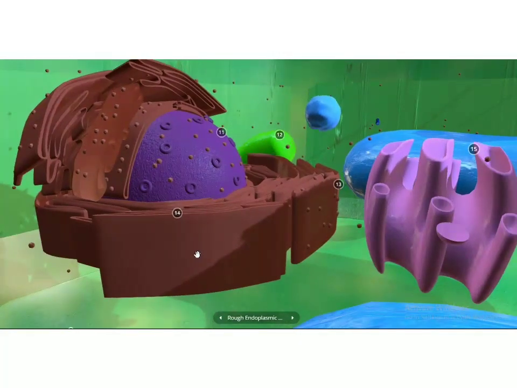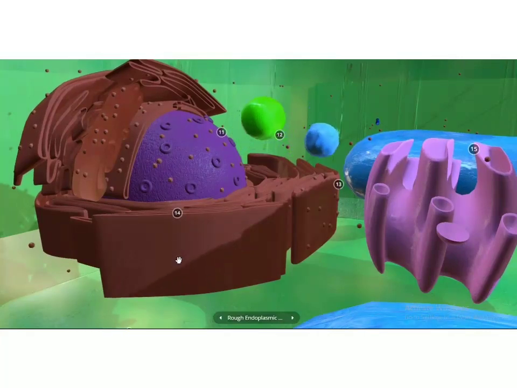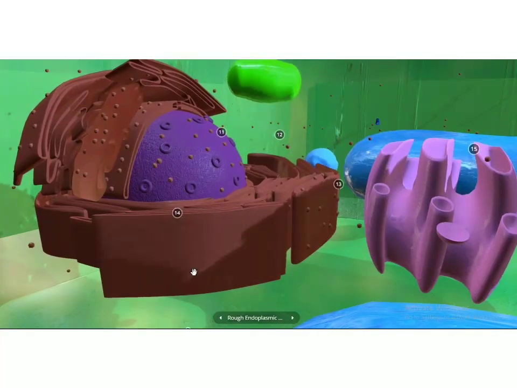What are the functions of the endoplasmic reticulum? The endoplasmic reticulum is responsible for the transportation of protein, carbohydrates, and different types of molecules inside the cell.